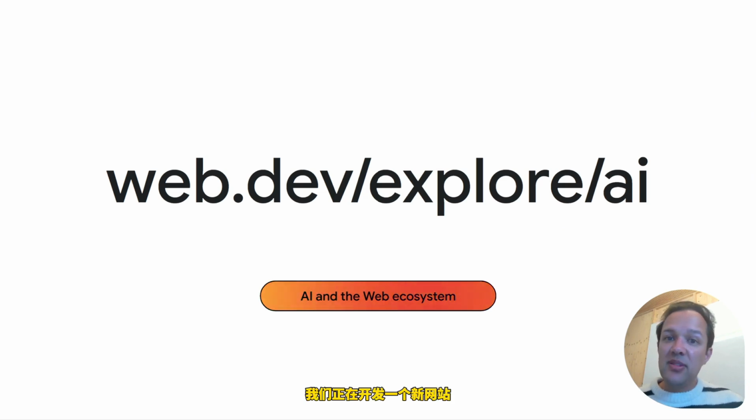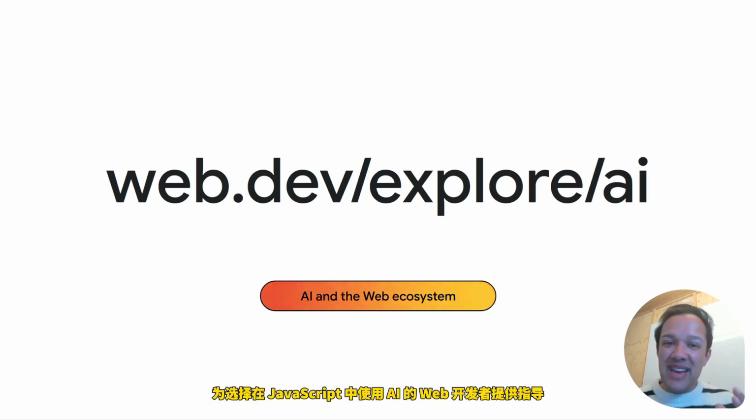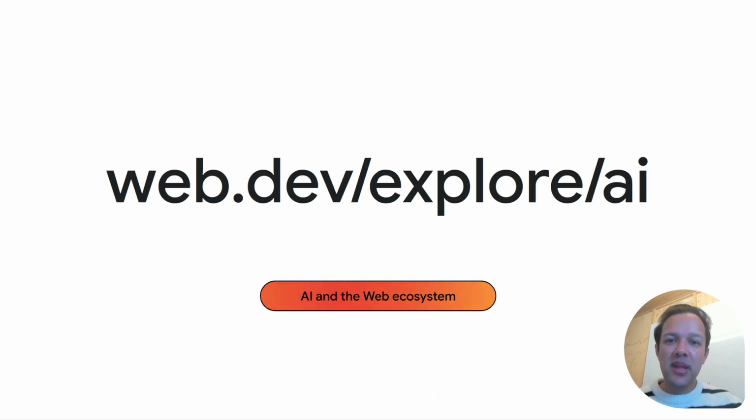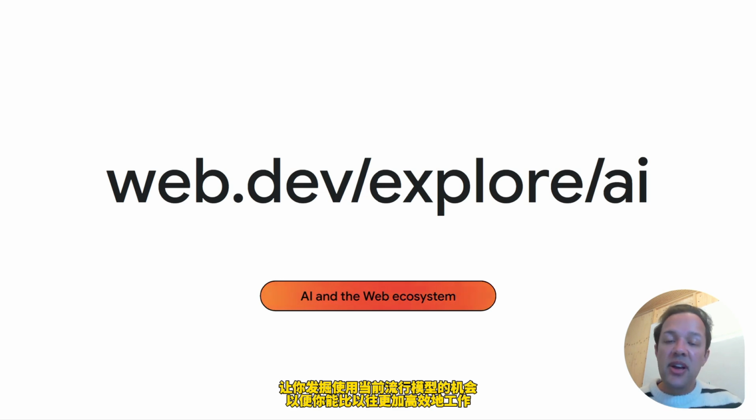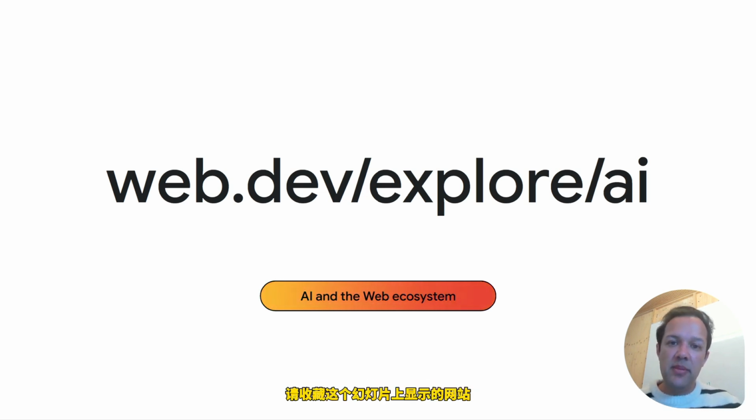And on that note, we're working on a new website providing guidance for web developers choosing to use AI in JavaScript. With this site, we aim to help you understand key AI concepts so you can discover opportunities to use popular models to be more productive than ever. Bookmark the site shown on this slide, as we'll continue to publish more content there.